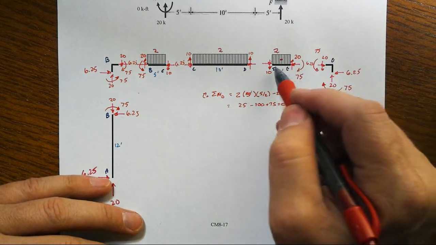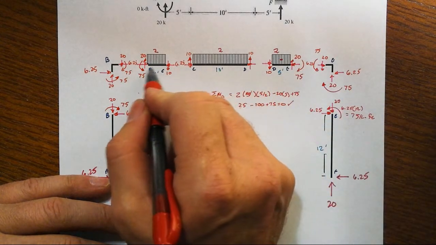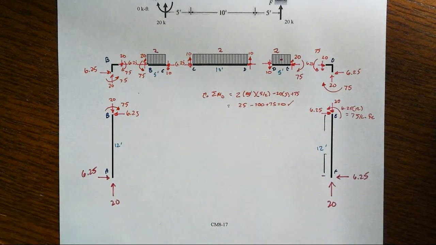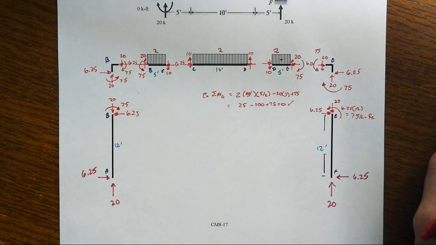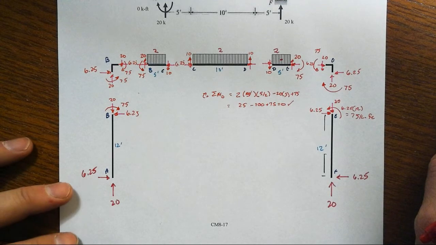So that's good. That means we got that correct, and it means this other one is going to work out because it's just the flip of the same thing. So there's our member end forces, and now we can go do shear and moment diagrams.